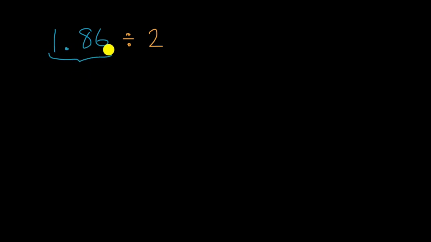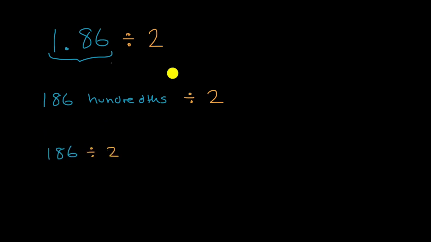So this number right over here, I'm going to rewrite as 186 hundredths. And that is what we need to divide by 2. Now, if you're dividing 186 of something by 2, it's just going to be 186 divided by 2 of that something. So we could rewrite this as 186 divided by 2, and that's the number of hundredths this is going to be. So I'll put that in parentheses. So it's going to be that many hundredths. All right, so what is 186 divided by 2?